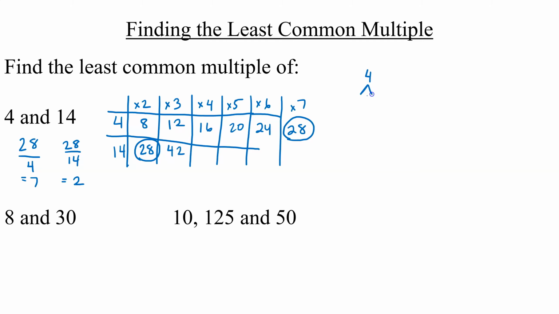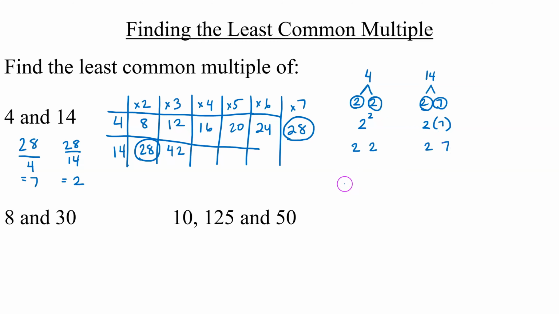So 4 is the same thing as 2 times 2. And these are both prime. So the prime factorization of 4 is 2 squared. 14 factors into 2 times 7. And these are both prime. So the prime factorization of 14 is 2 times 7. What you want to do is look at your prime factors. So for 4, we have a 2, and then a second 2. And for 14, we have a 2 and a 7.